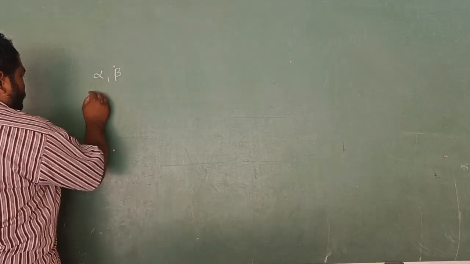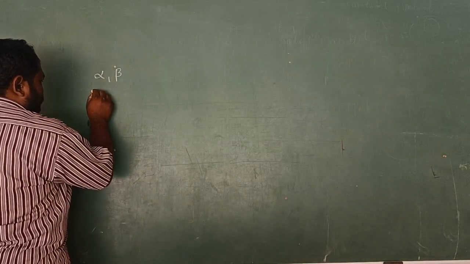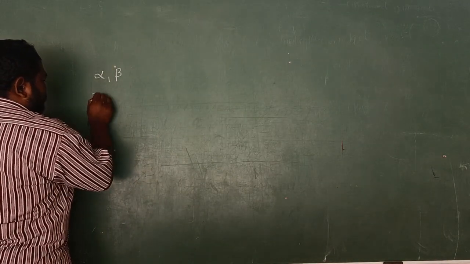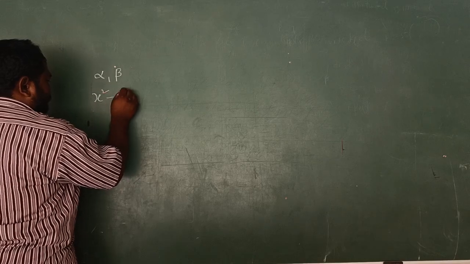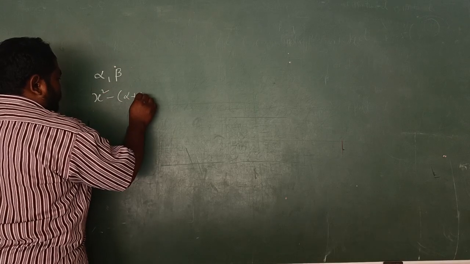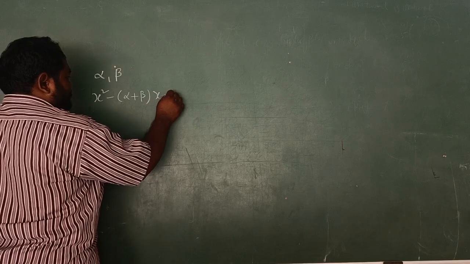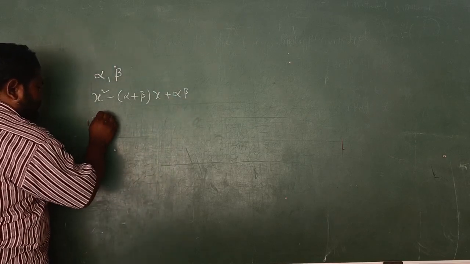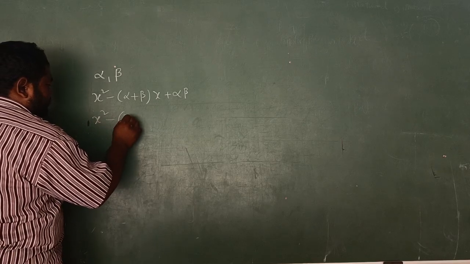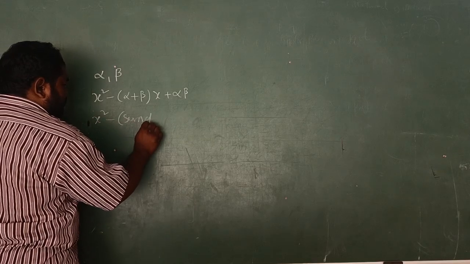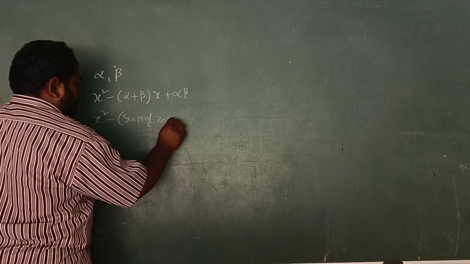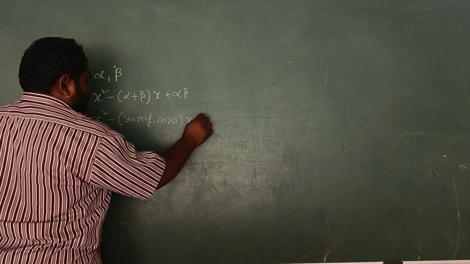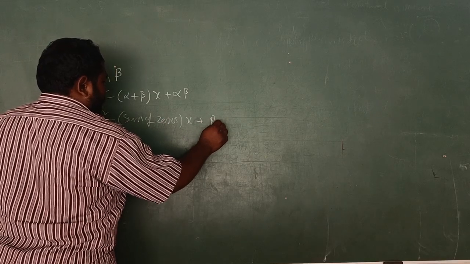of a quadratic polynomial, then the required quadratic polynomial is given by x square minus of alpha plus beta into x plus alpha into beta. This can be written as x square minus sum of zeros into x plus product of zeros.